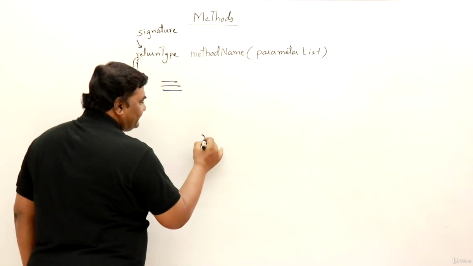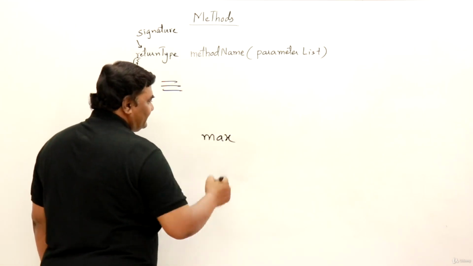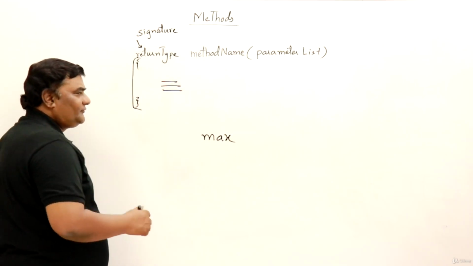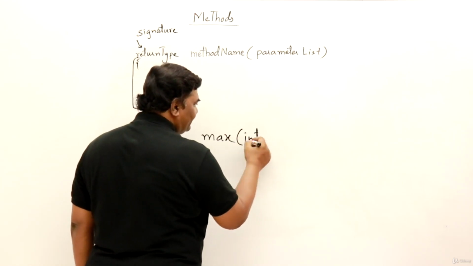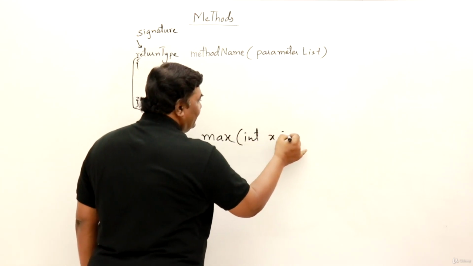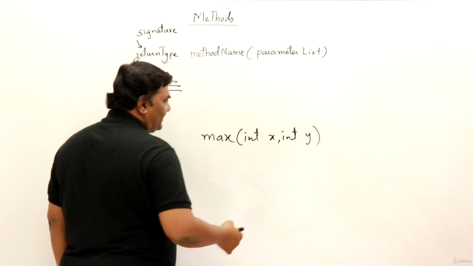The name of the method is max. In short, I will call it max. Now, finding the maximum of two numbers, the method should take two numbers. So let us pass two parameters, integer x and integer y. So it will take two parameters.